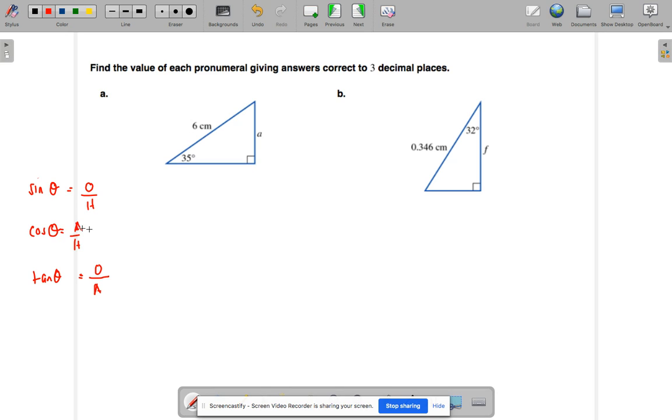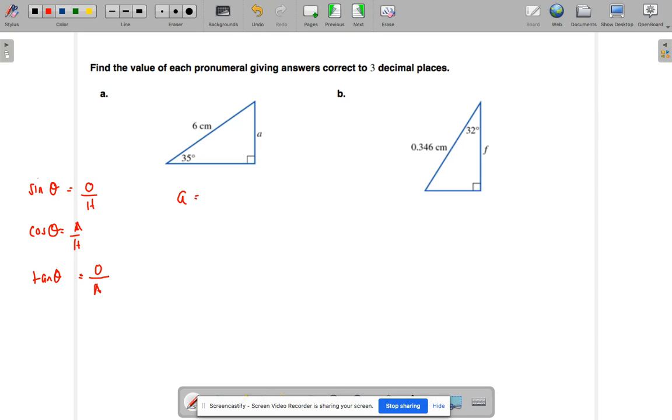So the first thing we've got to do in these questions is work out which ratio we're actually dealing with. Then we substitute in the values, and we isolate what we're trying to find, and we do it in our calculator. It's sort of four steps. So I'm going to start by deciding which ratio to use. Let's write down what we've got.